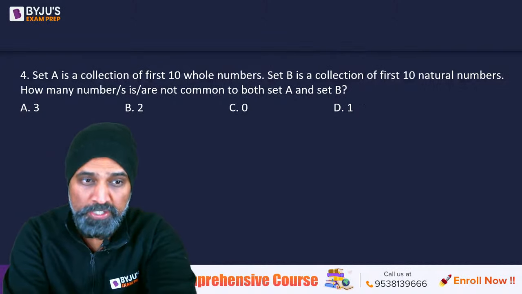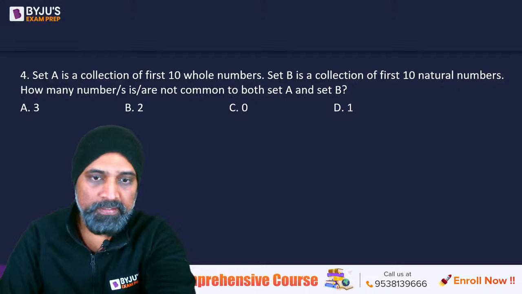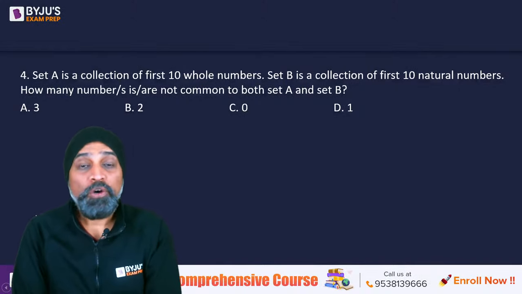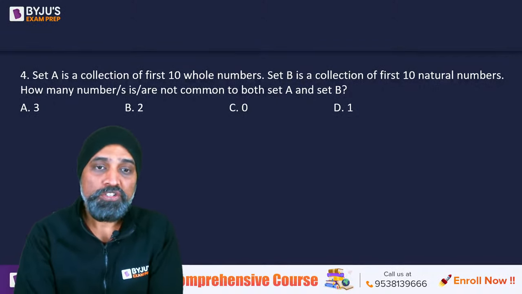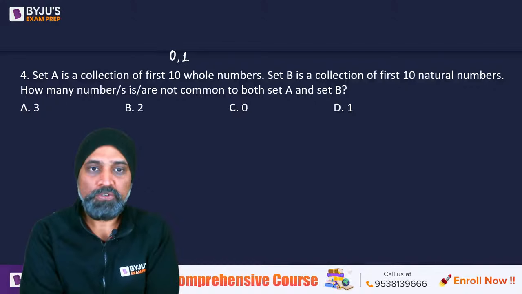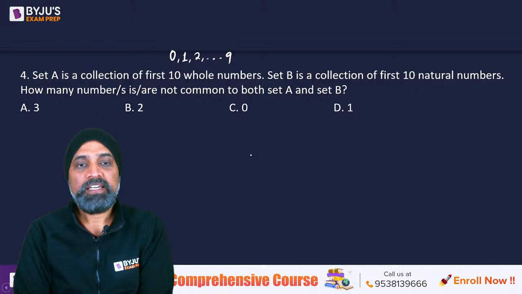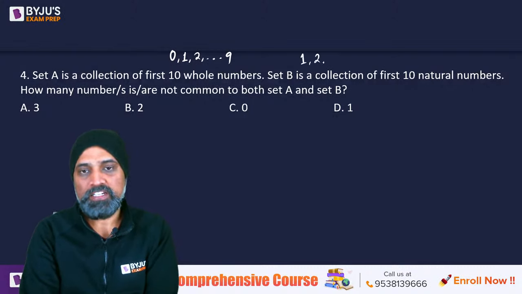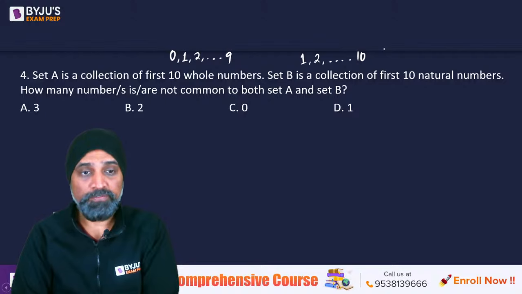Okay, next question. Set A is a collection of first 10 whole numbers. So the whole numbers, they start from 0, right? So first 10 whole numbers, that is 0, 1, 2, and so on up to 9. These are the first 10 whole numbers. And set B is a collection of first 10 natural numbers. First 10 natural numbers are going to be 1, 2, and so on up to 10. So whole numbers start from 0, natural numbers, they start from 1.